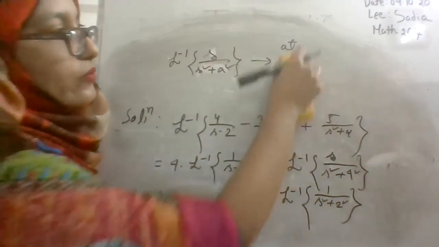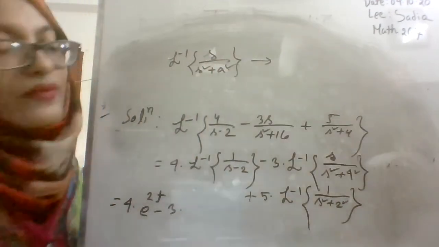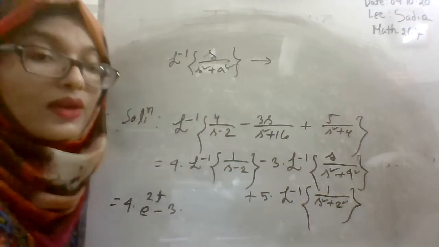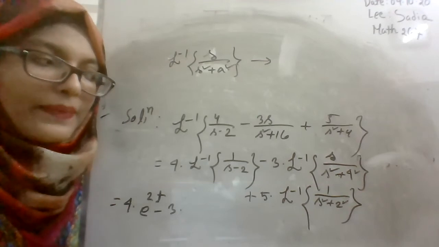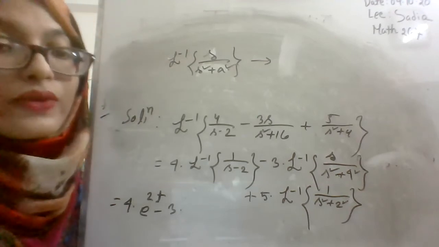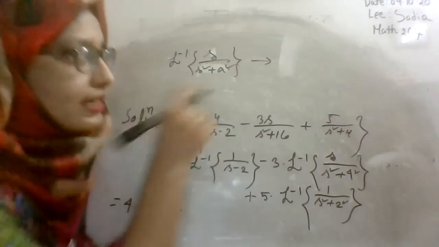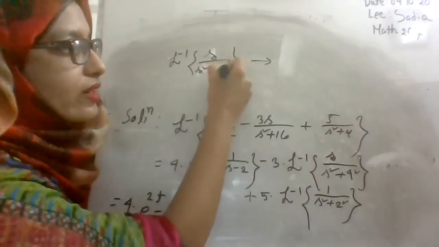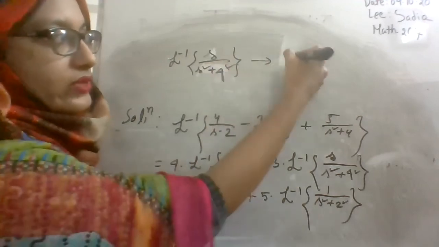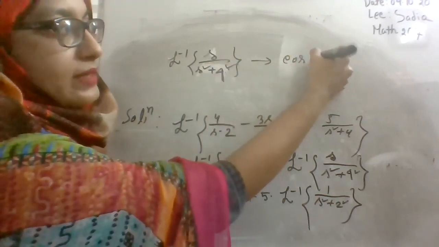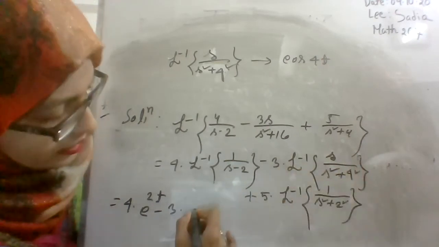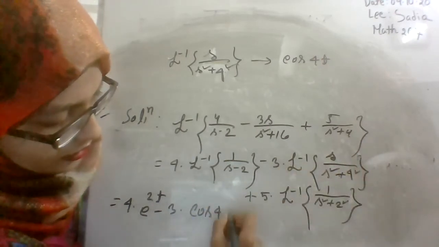What is the formula for inverse Laplace transformation of s by s square plus a square? It is cos at, right? Yes, it is the formula for cos at. Here our a is 4, if we consider s square plus 4 square. So it will be cos at, meaning cos 4t. So for the second one, it will be cos 4t.